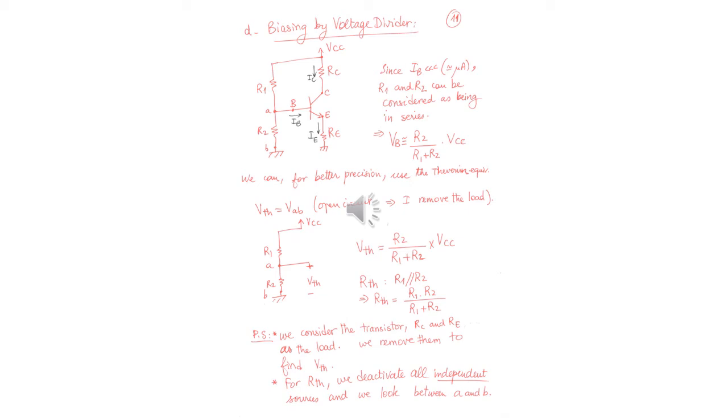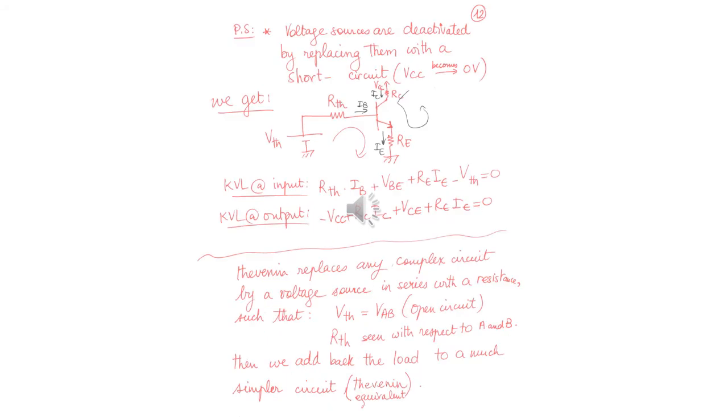Here I put some notes. We consider the transistor, RC and RE as the load. We remove them to find V Thevenin since it has to be an open circuit. For RTH, we deactivate all independent sources and we look between A and B. I remind you, we deactivate a voltage source by replacing it with a short circuit, and we deactivate a current source by replacing it with an open circuit. Voltage sources are deactivated by replacing them with a short circuit. So VCC becomes 0.